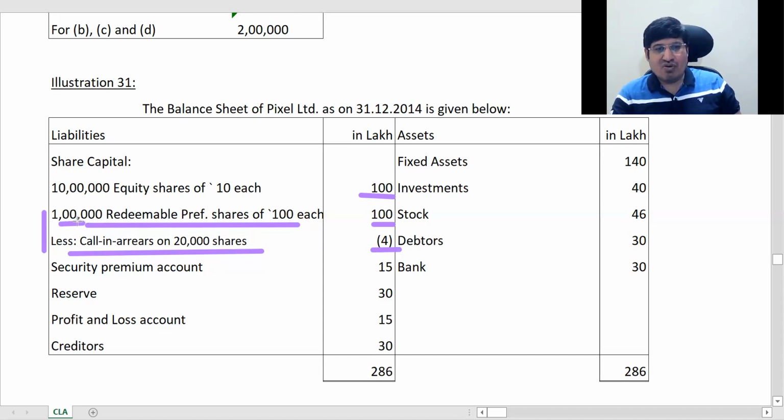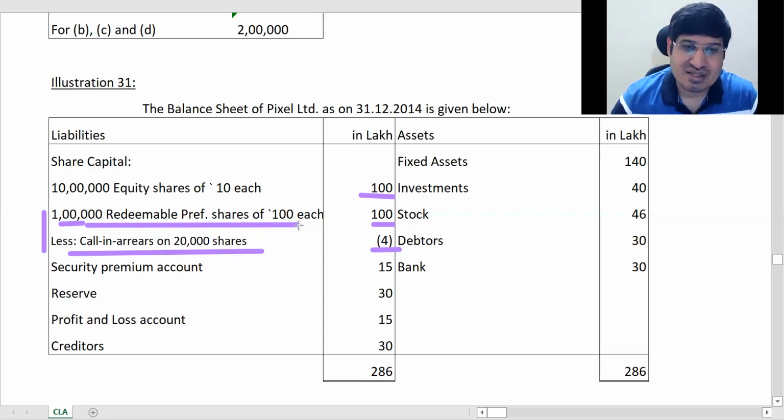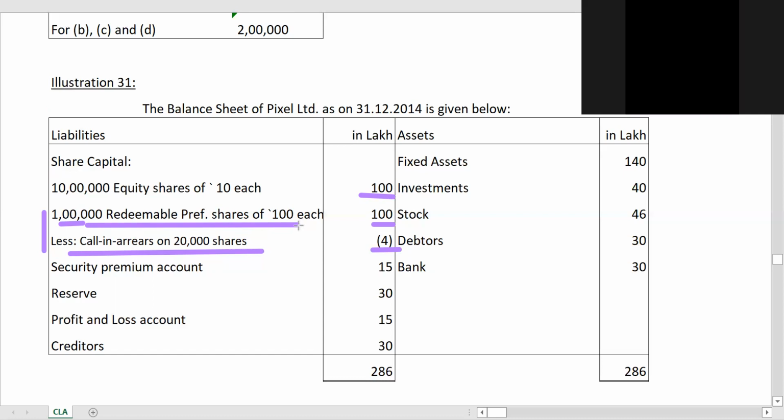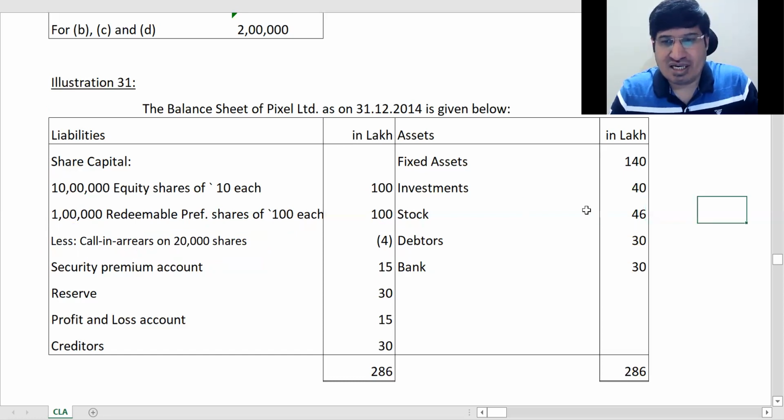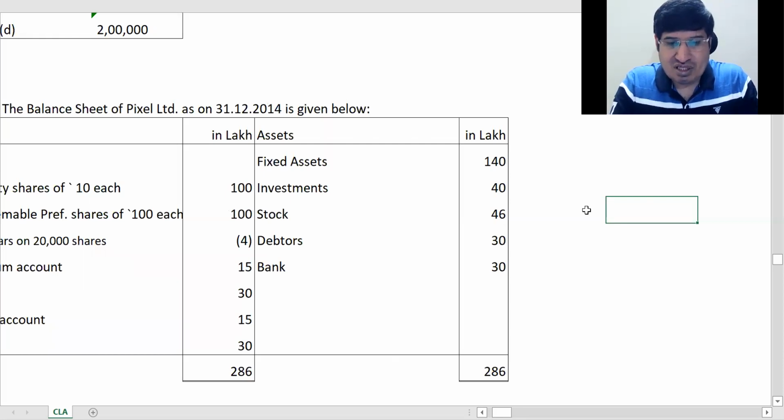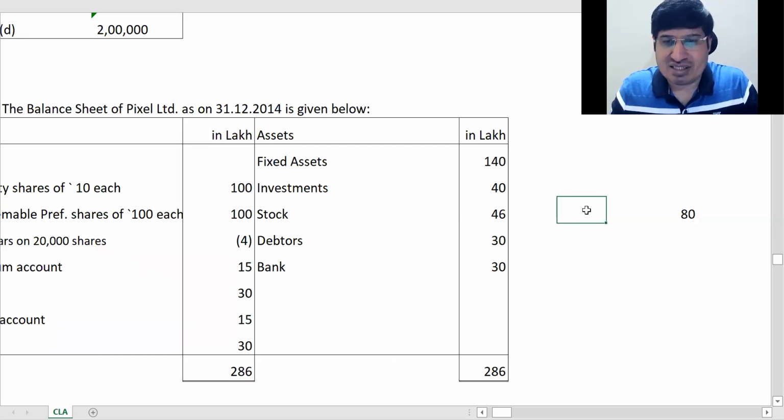Right. So 20,000 shares will not be redeemed. So we are redeeming 80,000 shares, 80,000 shares at 100 each. 80,000 into 100 is how much? 80 lakhs. Correct? 80,000 into 100 is 80 lakhs. Yes, sir. So you need 80 lakhs for redeeming the capital component. Okay. So shall I write it here? I'll write it this side. 80 in lakhs I've written. Okay. Capital part redemption is 80 here.